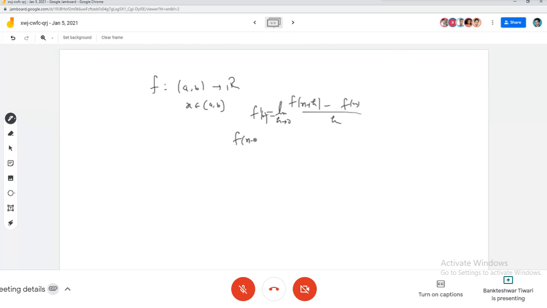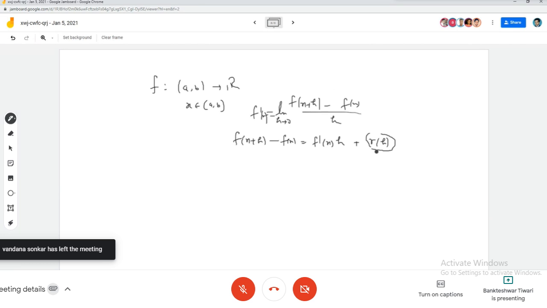expression in this form, this f(x+h) - f(x), and I'm just multiplying both sides by h, so that this becomes f'(x)h, and I'm writing this plus r(h). All right? And instead of saying that this limit exists, I'm saying that this r(h)/h, if this limit exists, so limit h tending to 0, this should be 0, right?